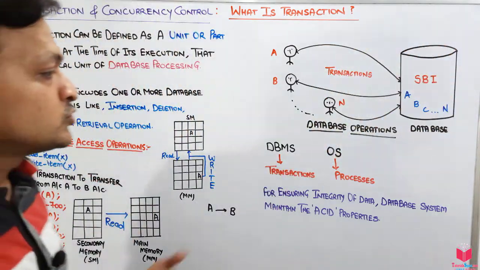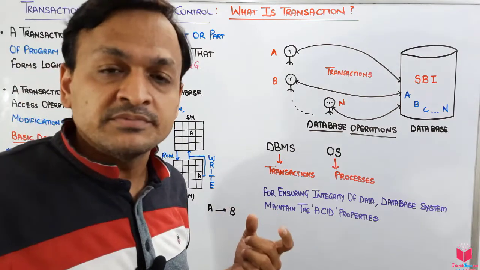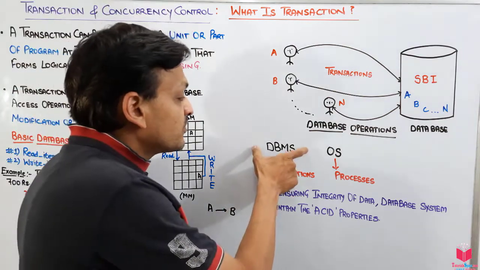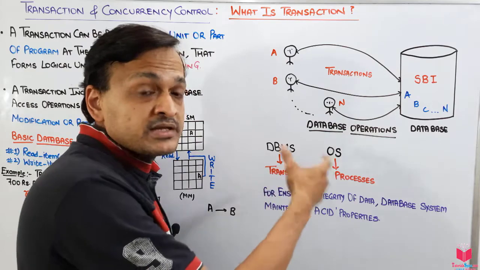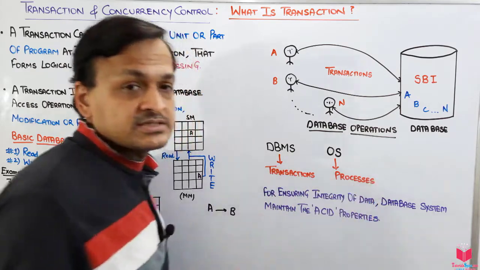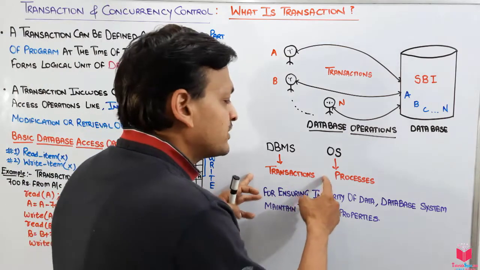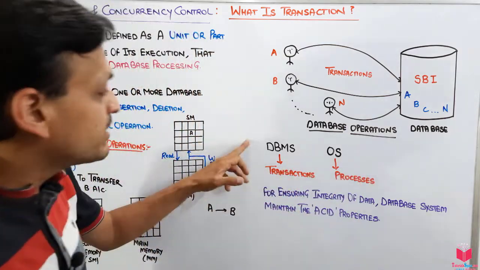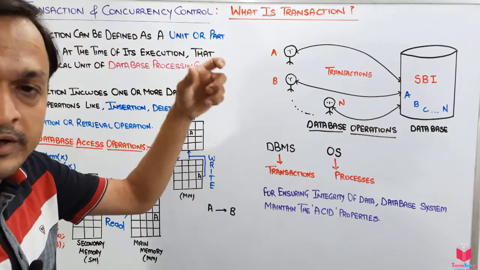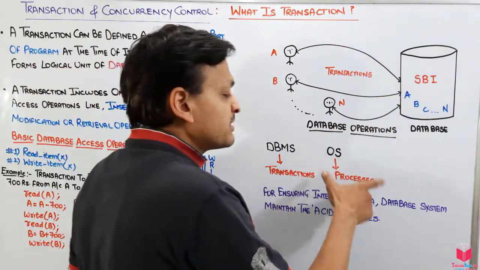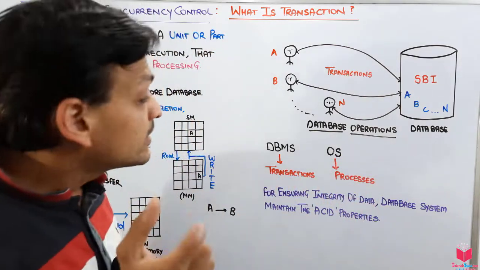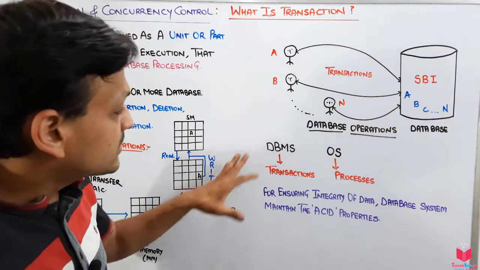Now, those who are aware of the operating system subject: in DBMS we say transaction, but in operating system we say process. Both are the same thing, but the words are different on the basis of the subjects. In DBMS we say it is a transaction, a part of code, but in the operating system the part of code is known as a process.